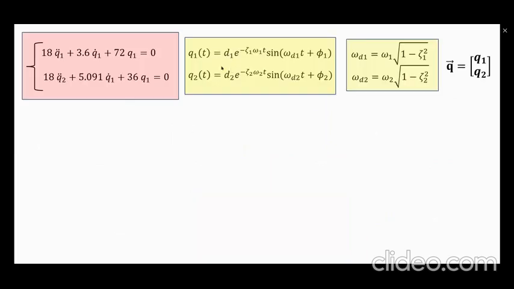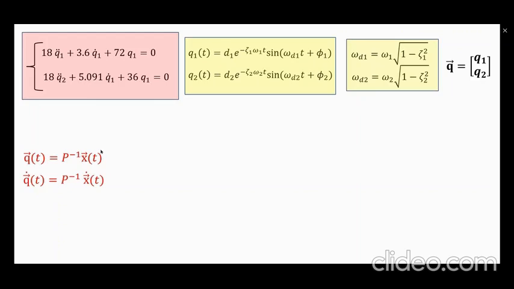Okay, so here's the solution to the first equation. There's the solution to the second equation. These are the modal damped natural frequencies. And in order for me to find D1 and D2, phi1 and phi2, I need initial conditions.